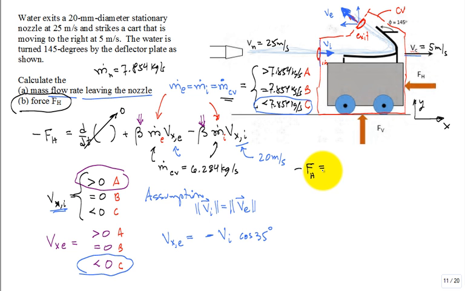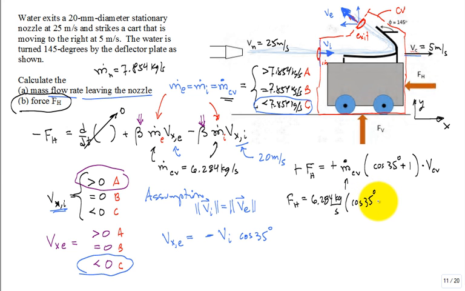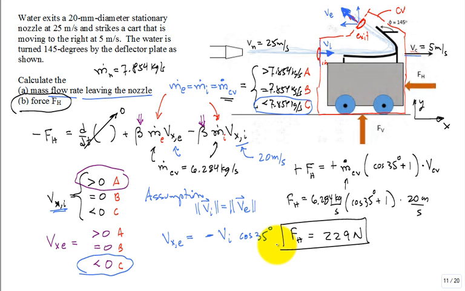Negative force in the horizontal equals negative the mass flow rate cutting across the control volume, okay, that's with the cart, times the cosine of 35 degrees plus 1 times the velocity cutting across the boundary of the cart, something like that. And so this number is, we'll get rid of the negative signs. So F of H is equal to 6.284 kilograms per second, we'll just leave it, the cosine of 35 plus 1 times 20 meters per second. And so F of H comes down to 229 newtons. You're familiar with kilogram meter per second squared as a newton.